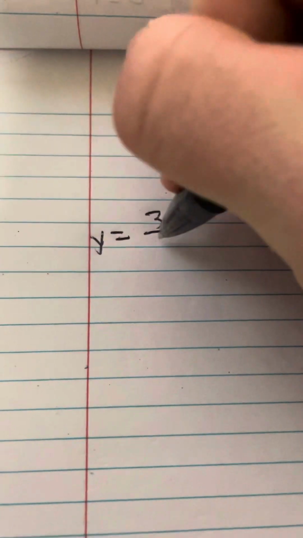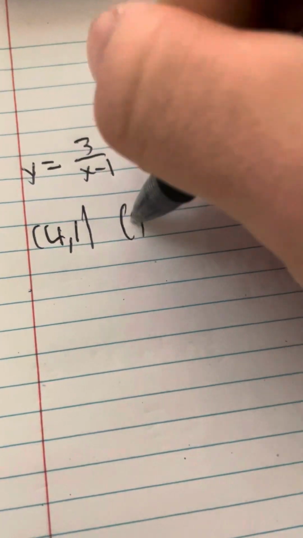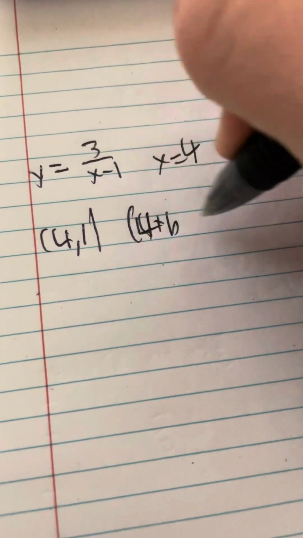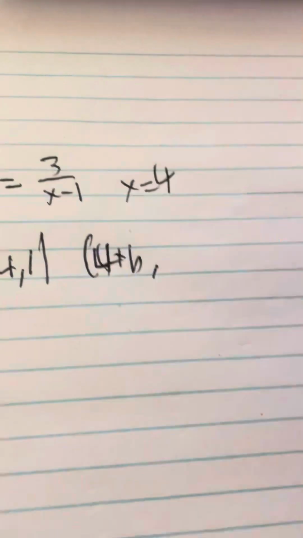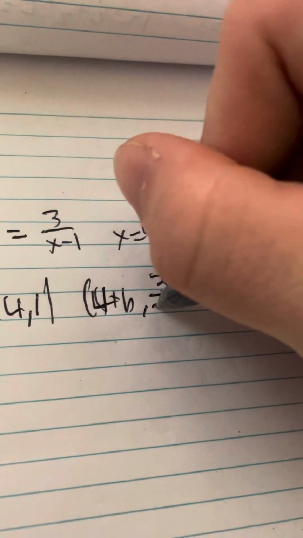All right, and then the next one is y equals 3 over x minus 1 at x equals 4. All right, so our points, again, 4, because it gives it to us, and then we plug in our 4 there, and we get 3 over 3, so that'll be 1. And then we have 4 plus h, because again, we just add the h to the x, and then we plug the 4 plus h into the equation. And we'll get 3 over 3 plus h.